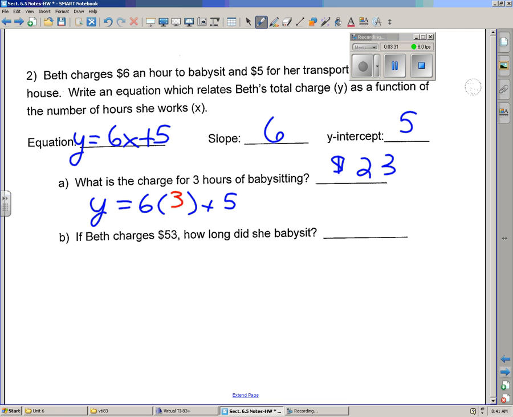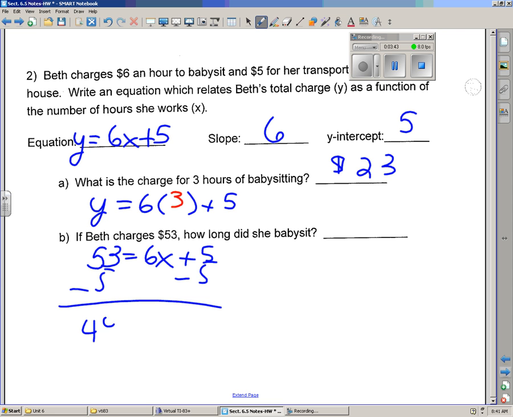If she charges $53, how long did she babysit for? Well, 53 is her total charge, 6x plus 5. Remember, how many hours is going to be x that we're trying to solve for here. So you get 48 equals 6x. Divide by 6, and x is 8 hours.